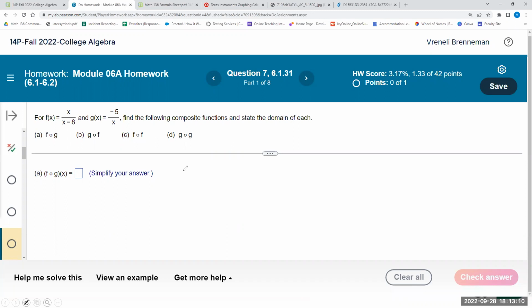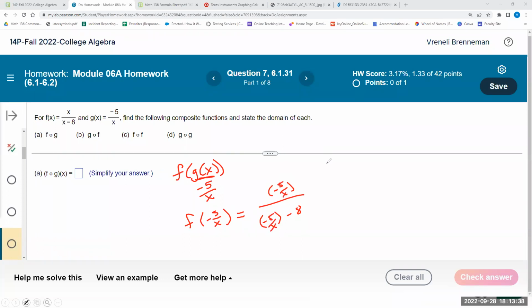So f of g of x. Here I don't have anything to plug in for x, but I'm going to replace g of x with its equation. So we're looking for f of -5 over x. But f of anything is taking that thing over that thing minus 8. So when I plug in -5 over x, I'm plugging that in those places.